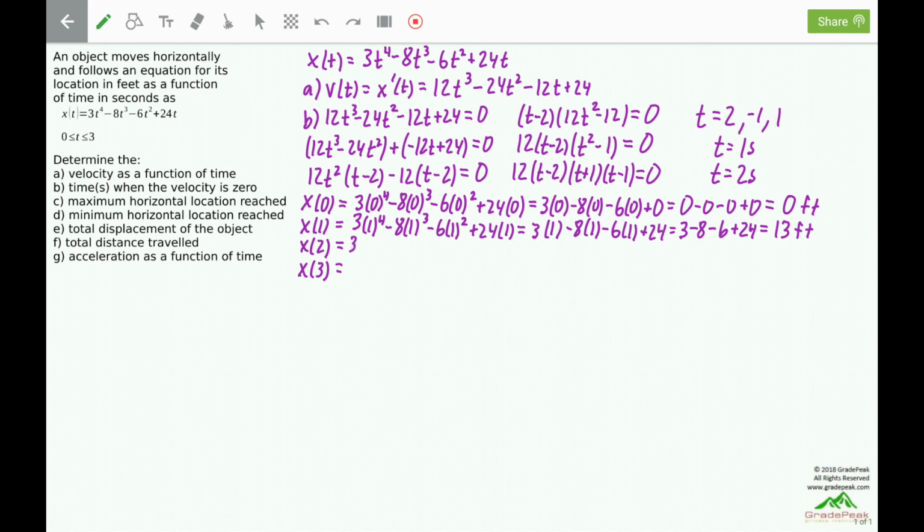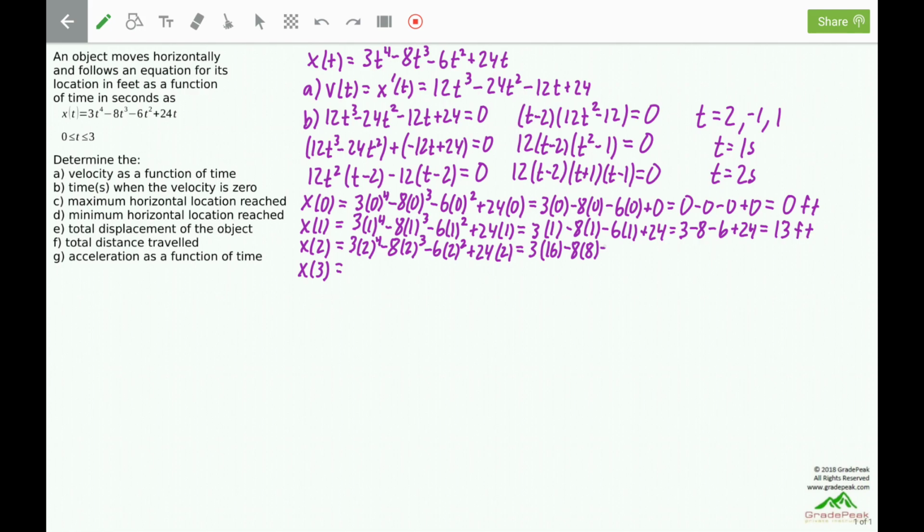X of 2. Plug 2 in for each of the times. This will be the position at the second turnaround time or 0 velocity time, 2 seconds. 2 to the 4th is 16.